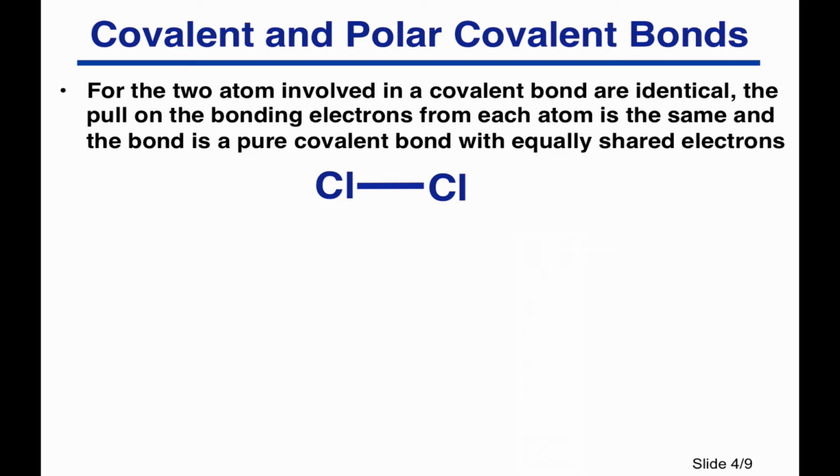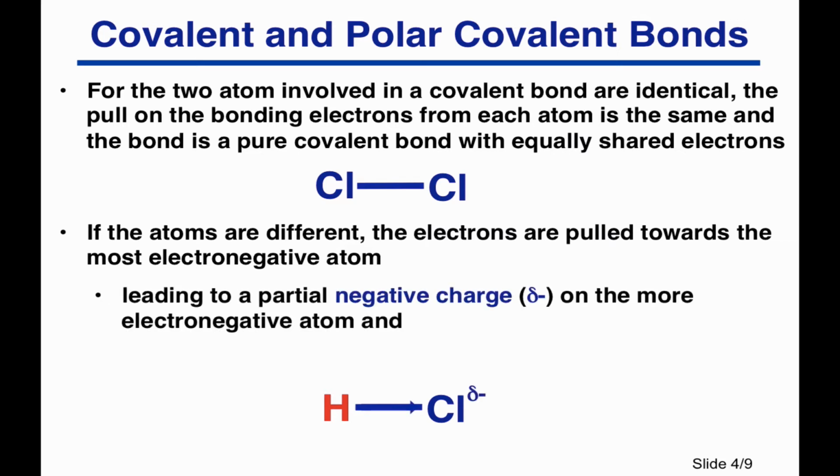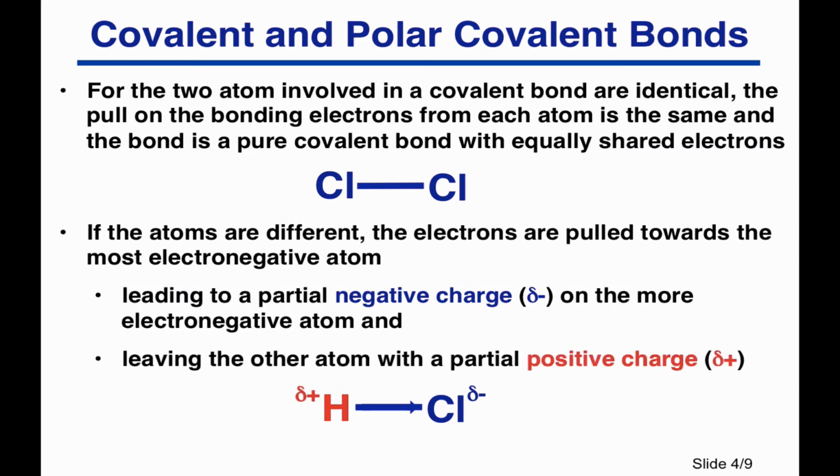So let's have a look at what electronegativity can do for us. A pure covalent bond has two atoms which are identical. The pull on the electrons in the bond is equal from the two atoms, and so we end up with a pure covalent bond with equal sharing of the electrons. But if the atoms are different, the electrons are pulled more towards the atom which is more electronegative. So in this HCl molecule, the electrons are pulled in the bond towards the chlorine which is more electronegative, and it ends up having a higher number of electrons and a partial negative charge. Whereas the hydrogen, which is less electronegative, loses control of the electrons in the bond and ends up with a partial positive charge.